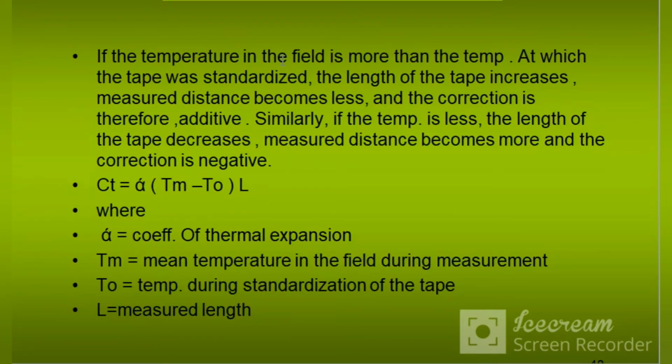If the temperature in the field is more than the temperature at which the tape was standardized, the length of the tape increases, measured distance becomes less, and the correction is therefore additive. Similarly, if the temperature is less, the length of the tape decreases, measured distance becomes more, and the correction is negative. So Ct is equal to alpha times (Tm minus T0) times L, where alpha is the coefficient of thermal expansion, Tm is the mean temperature in the field during measurement, T0 is the temperature during standardization of the tape, and L is the length measured.